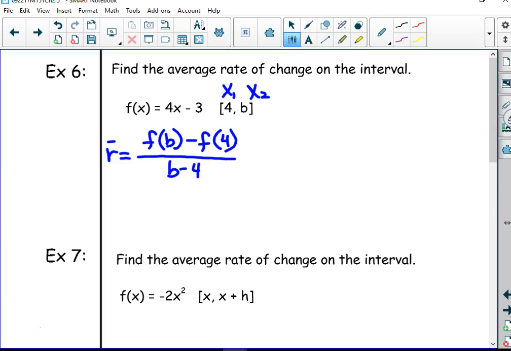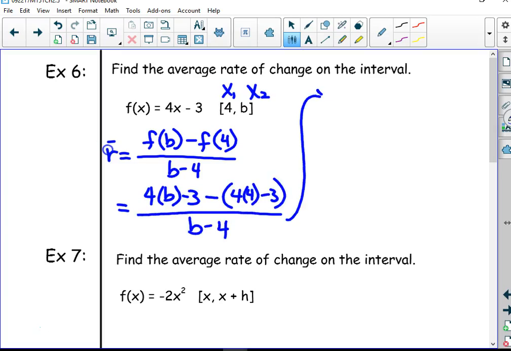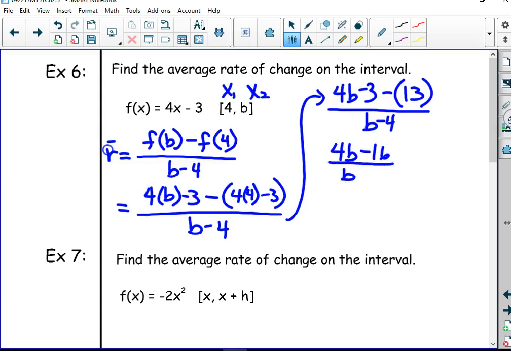All right, so let's get our function in there. 4 times b minus 3 minus 4 times 4 minus 3 all over b minus 4. Now we're just going to continue simplifying. 4b minus 3 minus 16 minus 3, it looks like is a 13, all over b minus 4. 4b, looks like that will give me a negative 16. 4b minus 16 over b minus 4.